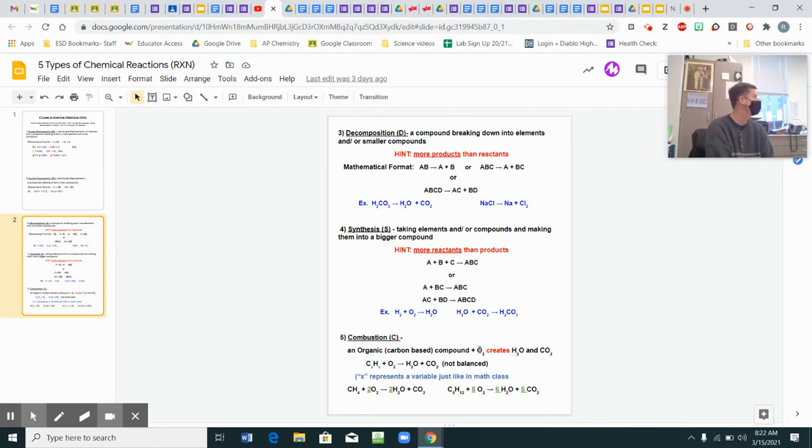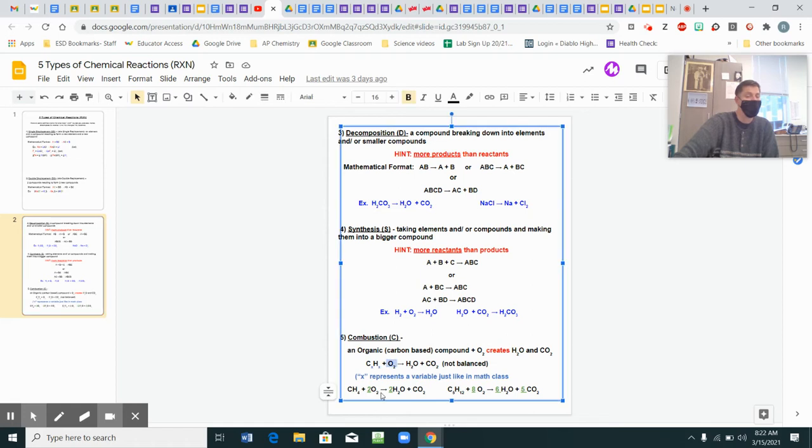Could you light a match in space? If you had a lighter in space, could you actually light it? Why not? No oxygen. Okay. It has to have oxygen for something to burn. Okay. So when they say something burns or it combusts, oxygen must be present. So in a combustion reaction, there has to be oxygen as a reactant. Okay. So if they say combustion, it's always going to be there.